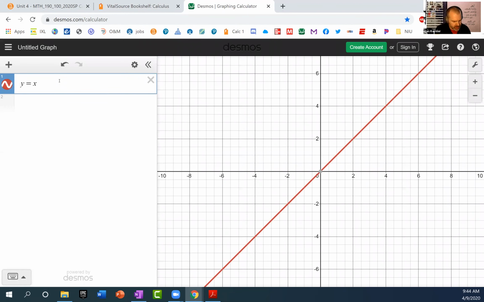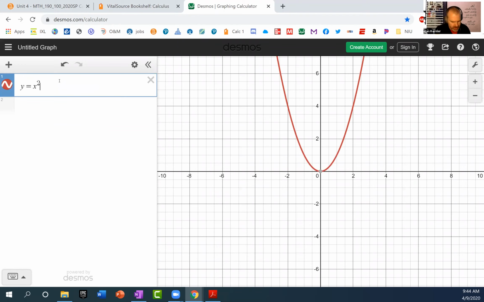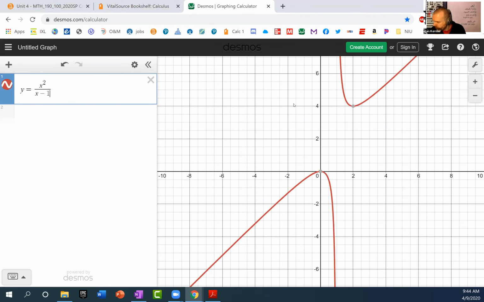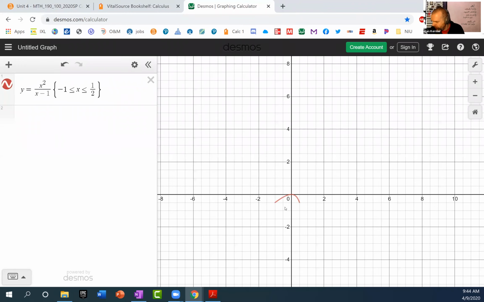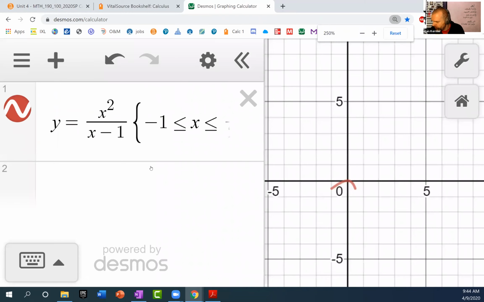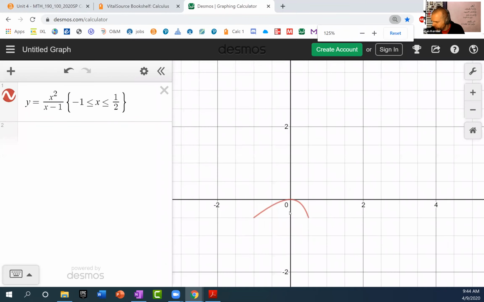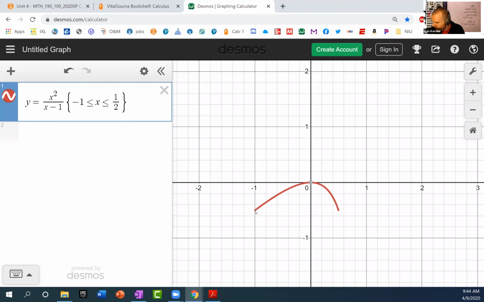y equals x squared divided by x minus 1. And we're just going to look at -1 less than or equal to x less than or equal to 1/2. So it's kind of nice, you can just graph a section of it, and there you go. I meant to zoom in just over here, and you can see the endpoints are the same at -1/2, and the maximum is at 0. So that confirms what we got algebraically, or analytically, there.